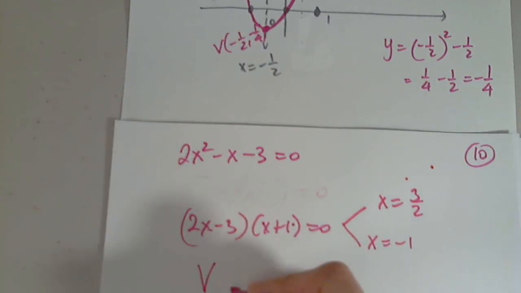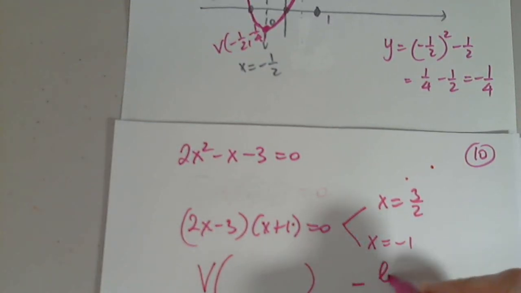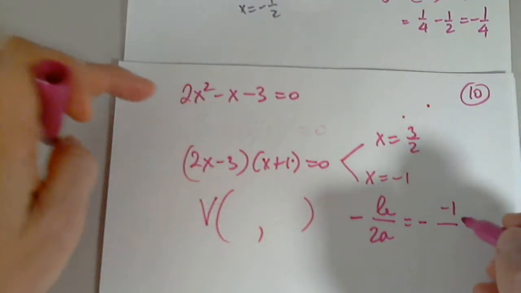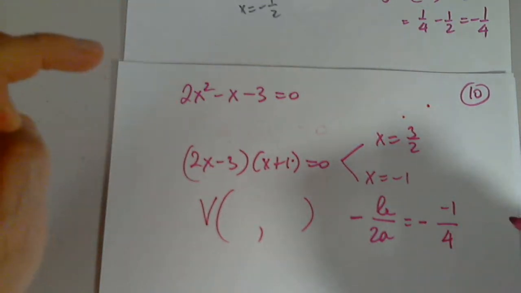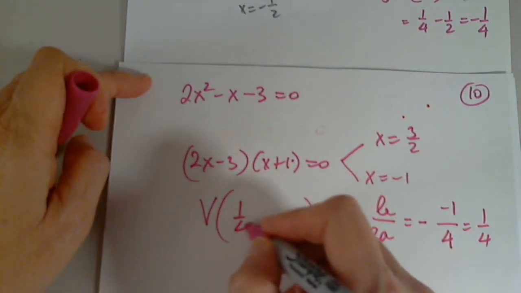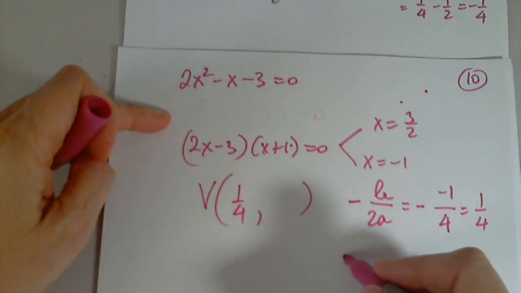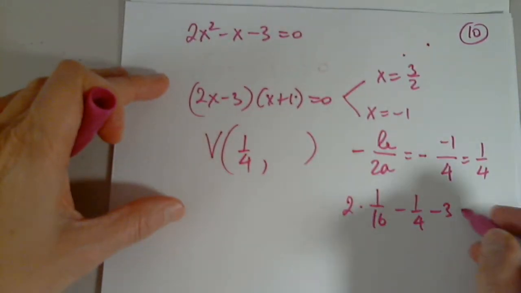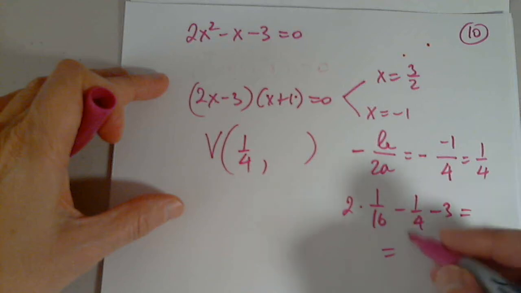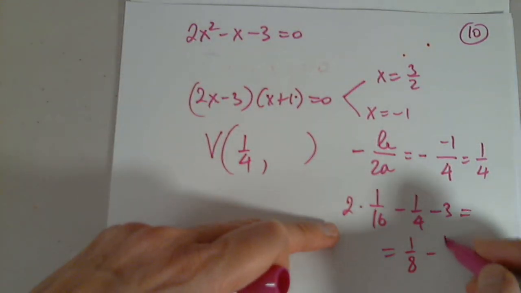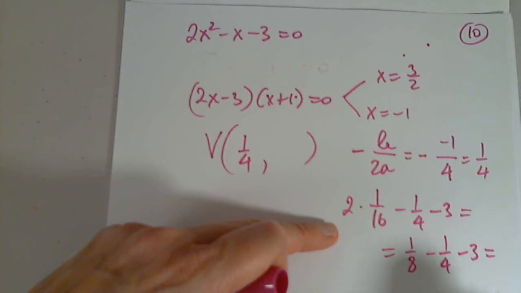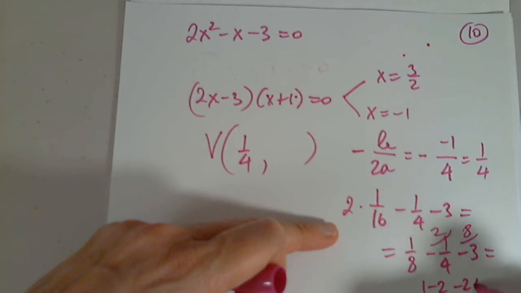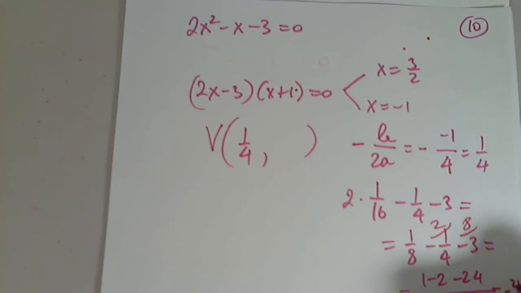Now I also have to find the vertex. And remember the vertex, the coordinates of the vertex, negative b over 2a. Negative b is negative 1. 2 times a is 4. So this is 1/4. And I have to plug in 1/4. 2 times 1 over 16 minus 1 over 4 minus 3. All these calculations are necessary to graph. So this is 1 over 8 minus 1 over 4 minus 3. The least common denominator is 8. 1 minus 2 minus 24. So negative 25 over 8.